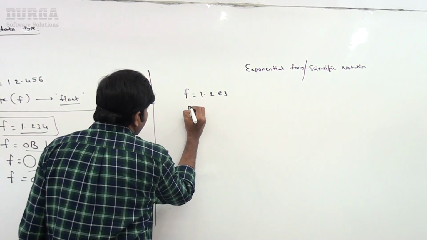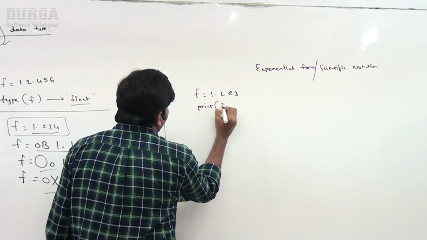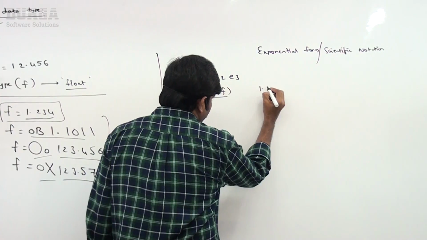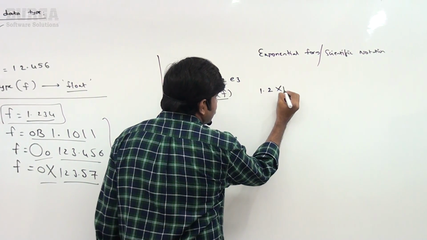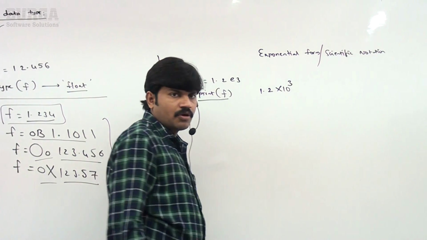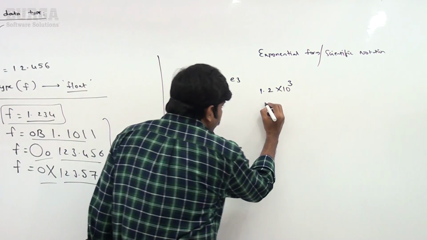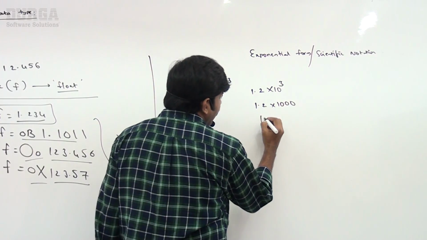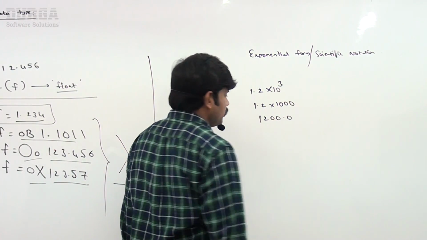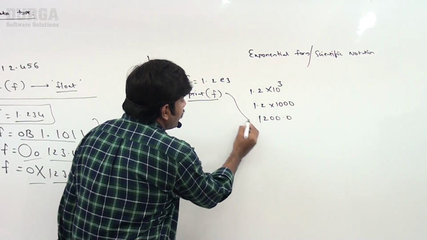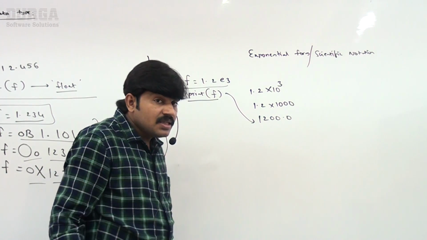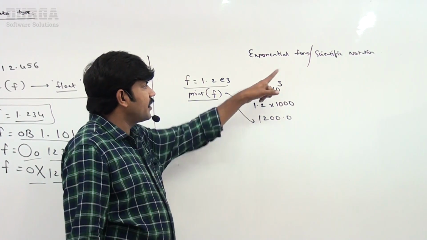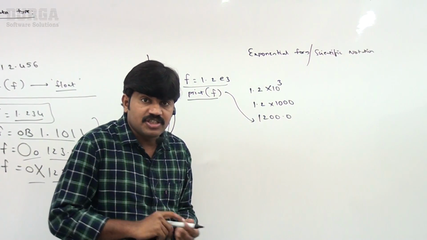If I print the f value, what is the output we are going to get, sir? Very simple. 1.2 E3 means 10 power 3. 1.2 into 10 power 3, 1.2 into 1000. So its value is 1200.0. This is the output we are going to get, sir. Remember this. This type of representation is called scientific notation, or otherwise exponential form.